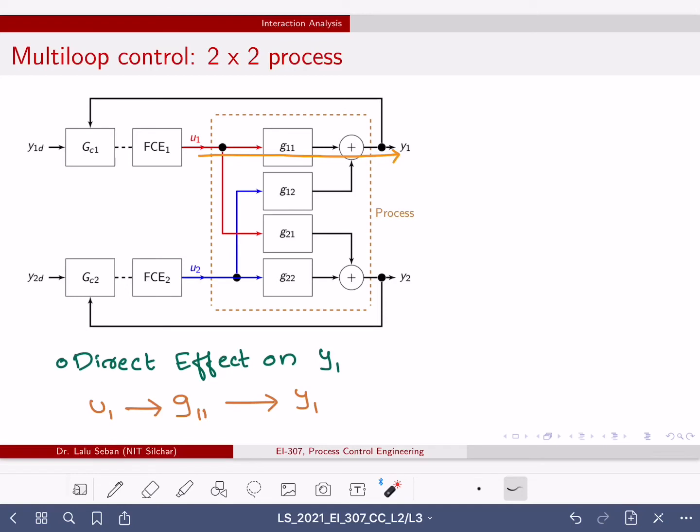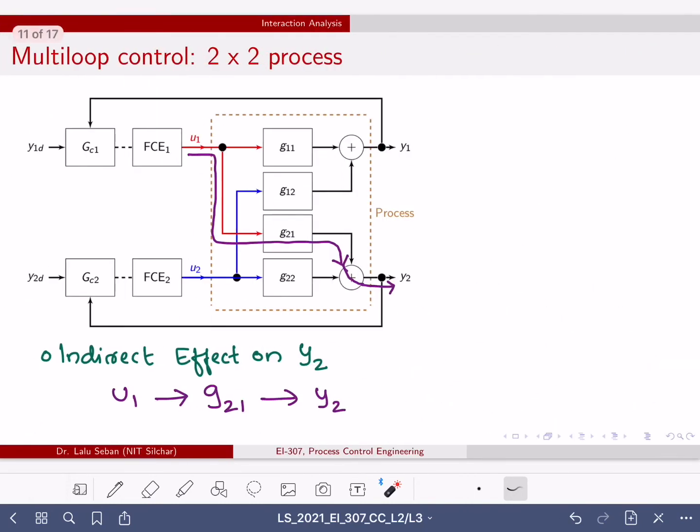But what about the other effects? Now the u1 will affect y2 also. Why? Because y2 is equal to g21 into u1. So when u1 changes, it will affect y2 through g21. Now this is an undesired effect. This is the first undesired effect.